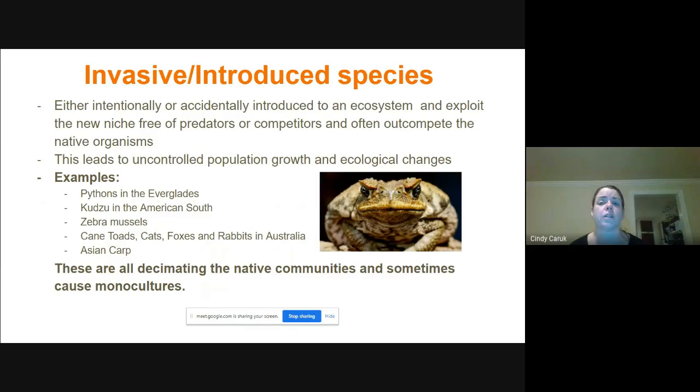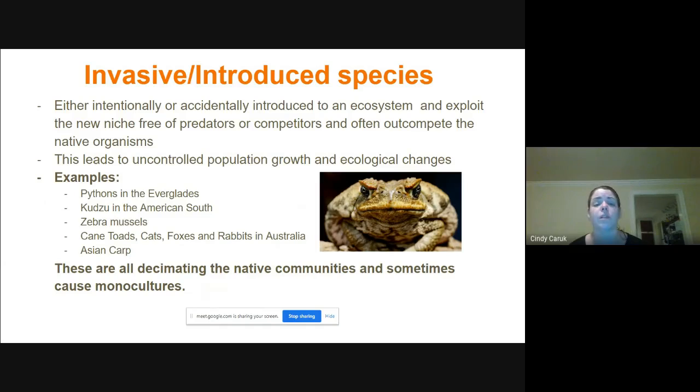And so they're introduced to the ecosystem and they exploit the new niche free of predators and competition. They often outcompete the native organisms. And so you have this uncontrollable population growth. So it's going up that exponential growth curve, and it changes the community structure and the ecology.